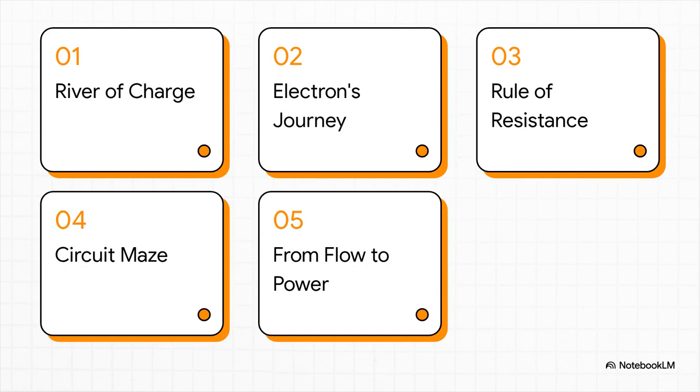So here's our game plan. We're going to start by figuring out what this river of charge really is. Then we'll follow the wild, bumpy journey of a single electron. After that, we'll uncover the one rule that governs this entire flow, learn how to handle complex circuits, and finally, connect all the dots to see how this whole process gives us the power we can't live without.